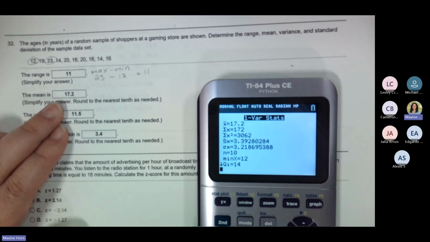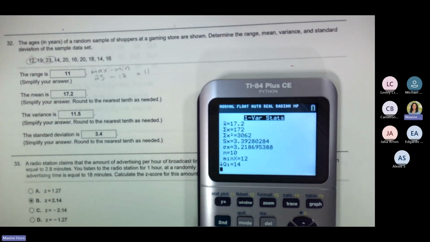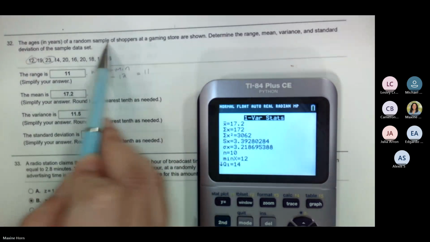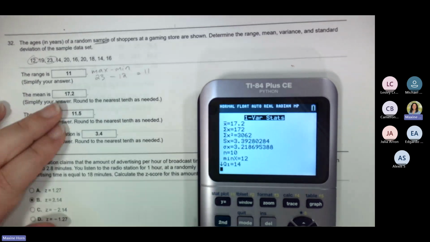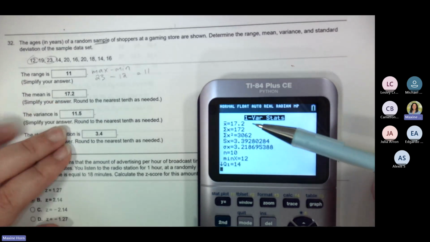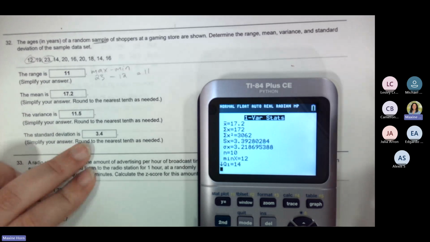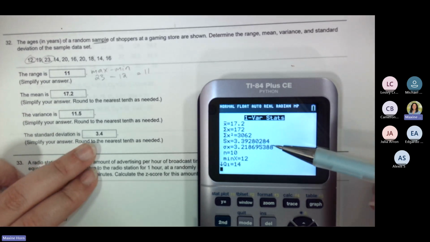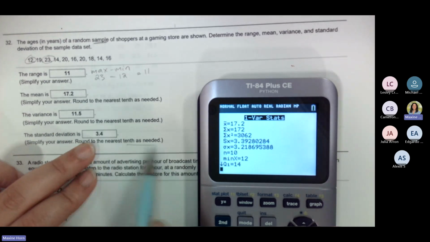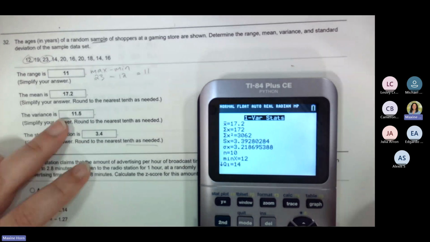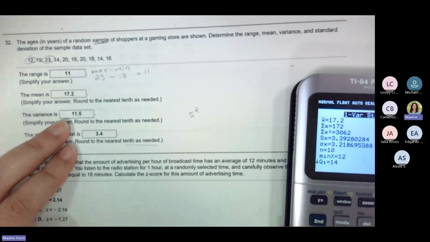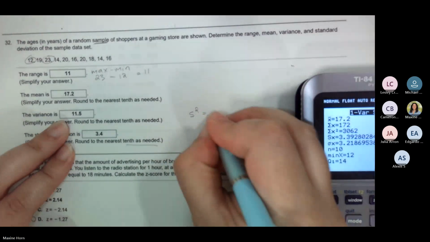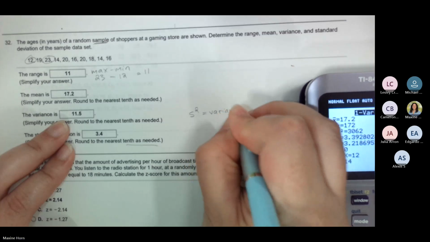Okay, the mean. So this is a sample. It's a sample of shoppers. So we need to keep that in mind. Okay, mean is 17.2. Okay, the standard deviation, we're going to jump to that one. That's 3.4 rounded to the nearest tenth, okay? But they also want the variance. So remember that the variance is the square of the standard deviation. That's what the variance is, okay?